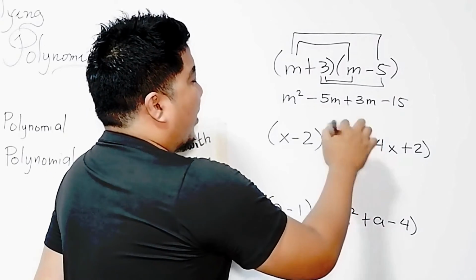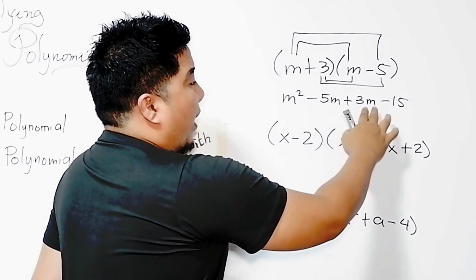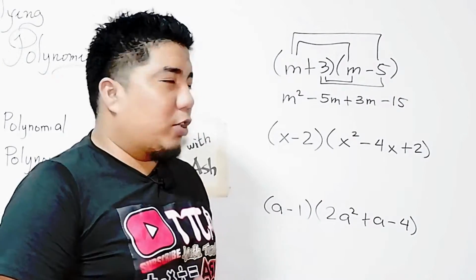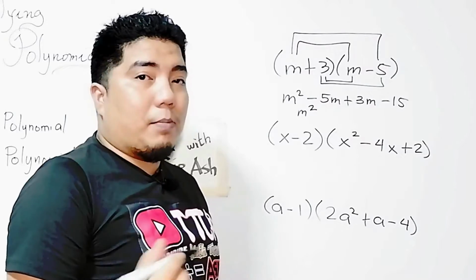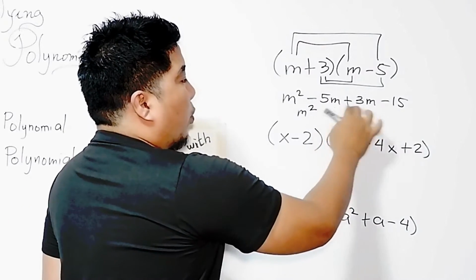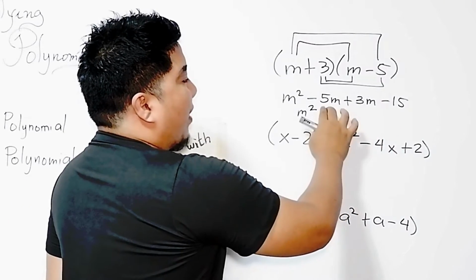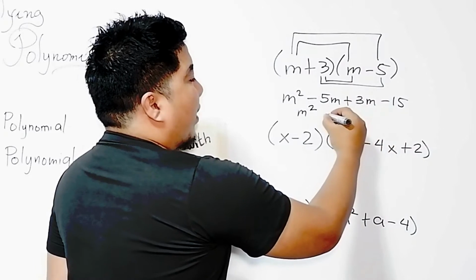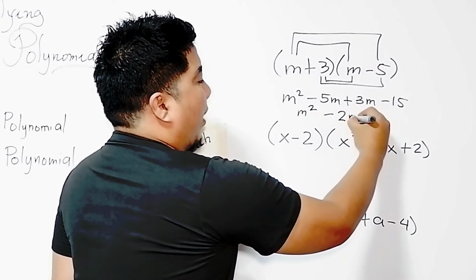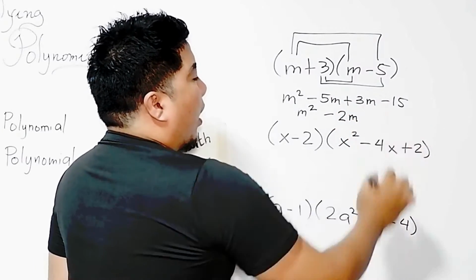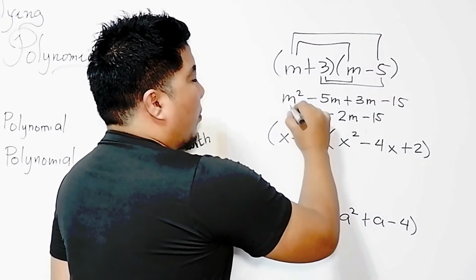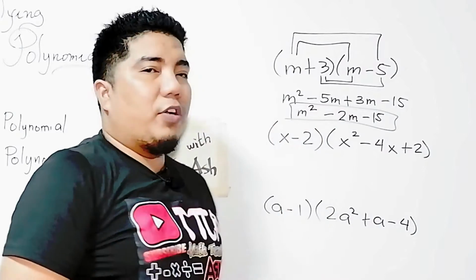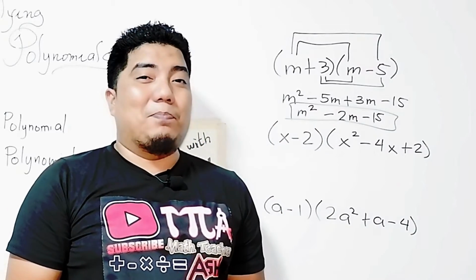So, what we have here is the negative 5m and the 3m are like terms. So, we just copy the quadratic term, which is the m squared. The linear term, we have 2 here, okay? So, we have negative 5m plus 3m. That will give us negative 2m. And then, we just copy our constant term, that is negative 15. And that will be our final answer for this given problem.